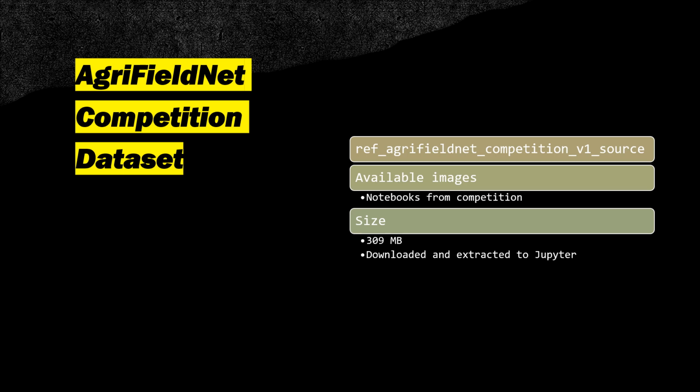AgriFieldNet Competition Dataset. This is what we used in the learning model. The top line is the name of the data set. The images are readily available to the public, and notebooks from the competition are also readily available. The rough estimate size of the data set is 309 megabytes, and when running the model, it is downloaded and extracted into Jupyter.